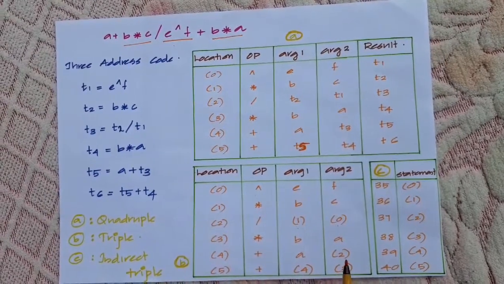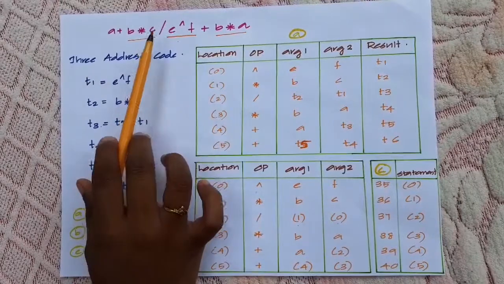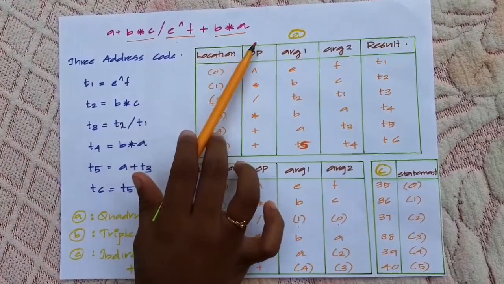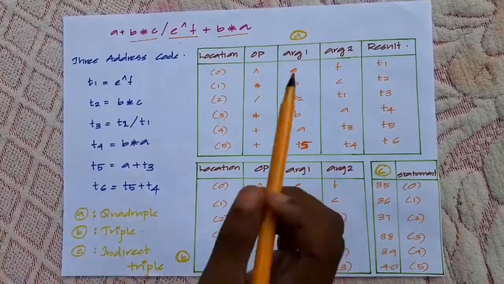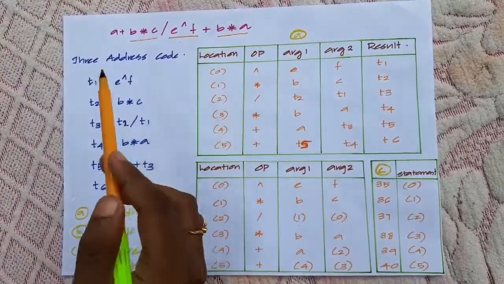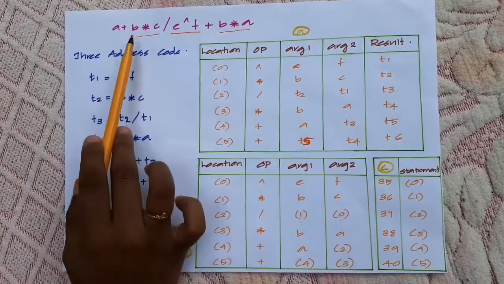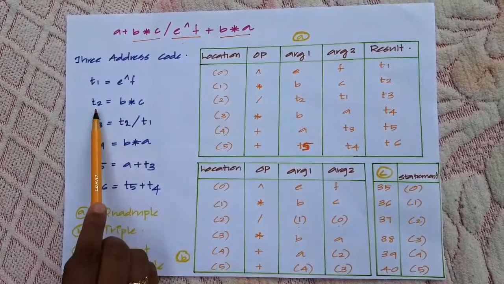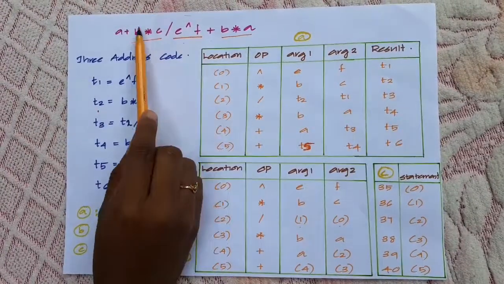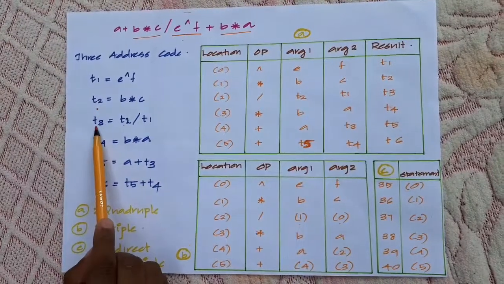We have to find the quadruple, triple and indirect triple for the expression a + b * c / e ^ f + b * a. First of all, we have to generate the three address code. You know that the power has a higher priority, so we assign e ^ f to a temporary variable t1. Then we do the multiplication b * c and assign it to a temporary variable t2. Then we divide, that is t2 / t1, and assign it to t3.